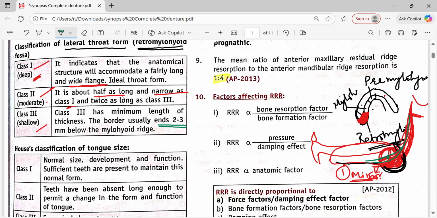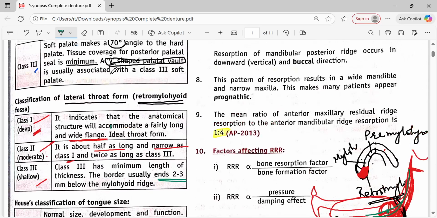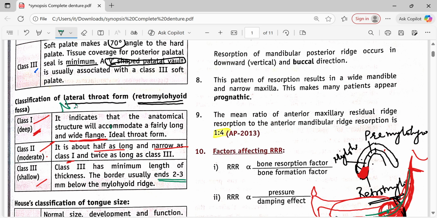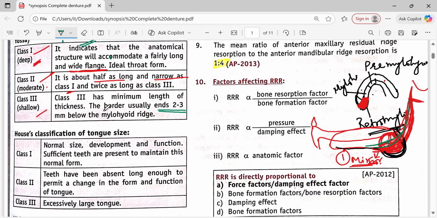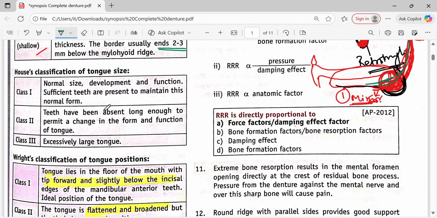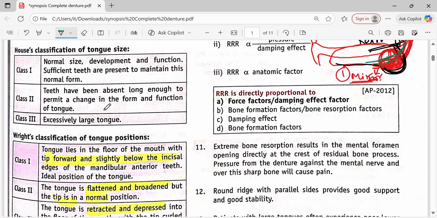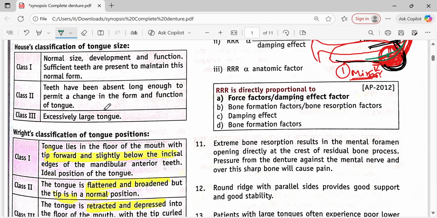This classification was given by Neil's classification. Third is House classification of tongue size. Now there are two classifications for tongue. First is tongue size and second is tongue position. Tongue size is given by House and tongue position is given by Wright.